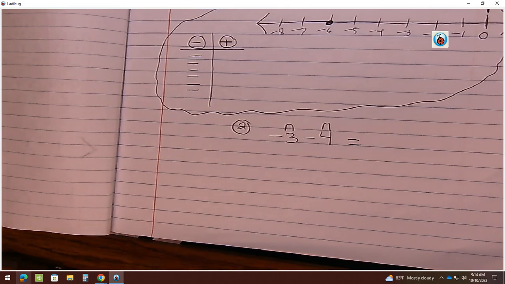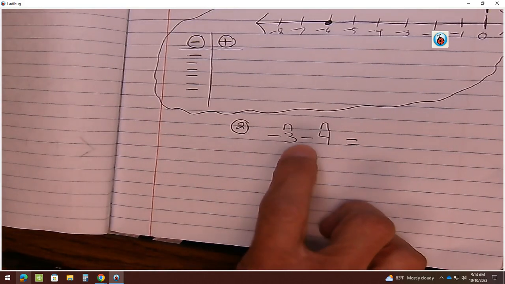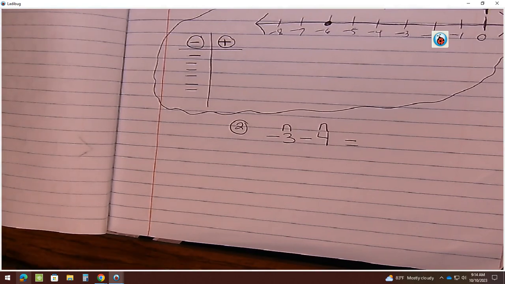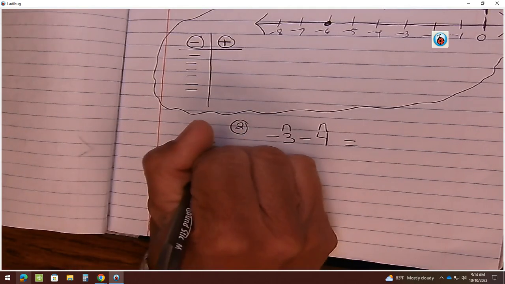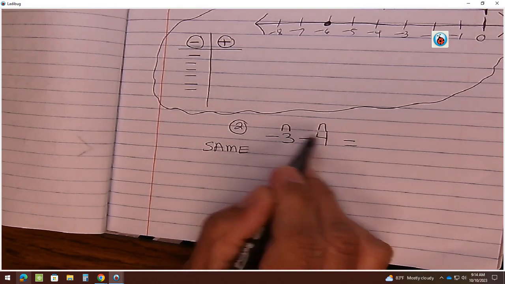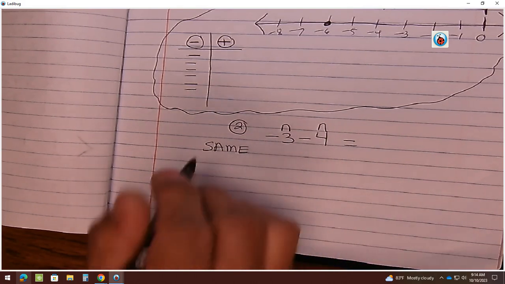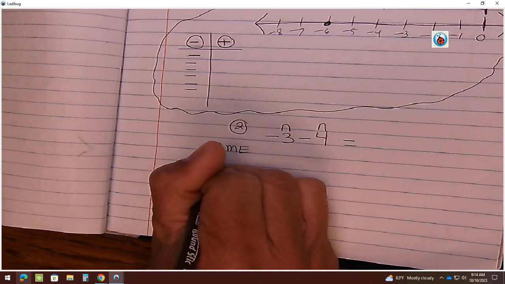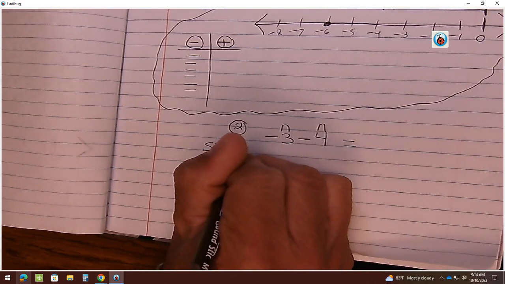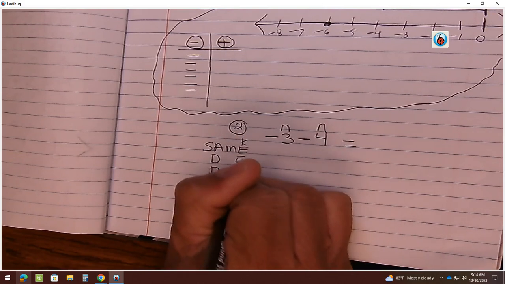So, do you all know why I put an N? Because of the minus. The minus made him an N. So, what would be the rule? The rule would still be what? Same. As soon as I saw N, same. What's the A for? Add. And the E? Keep the sign the same.